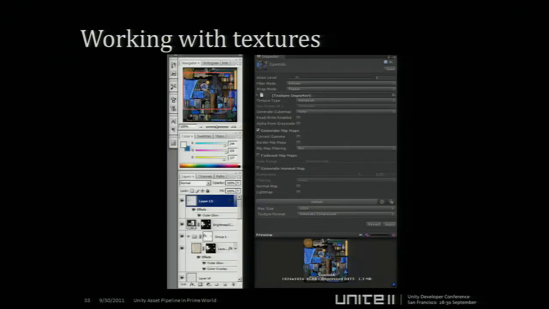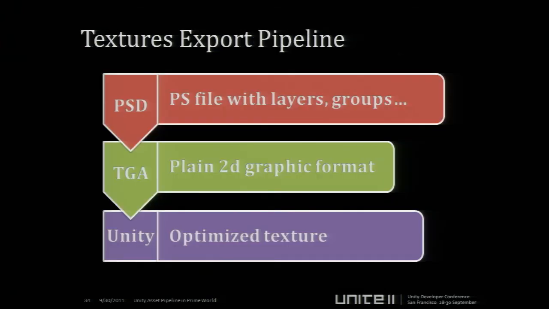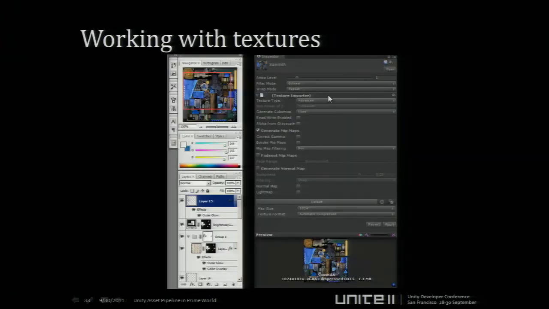Now we're moving to the next section. It's called working with textures. As you can see here, we have an image from Photoshop, and the Photoshop file contains a lot of extra information that is not needed for the in-game texture. So first of all, we do have layers.